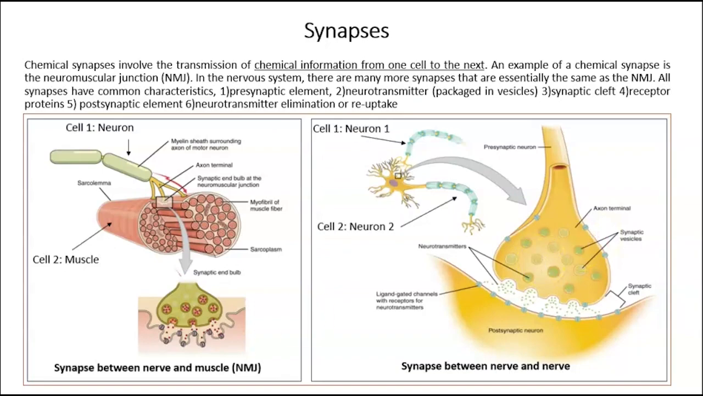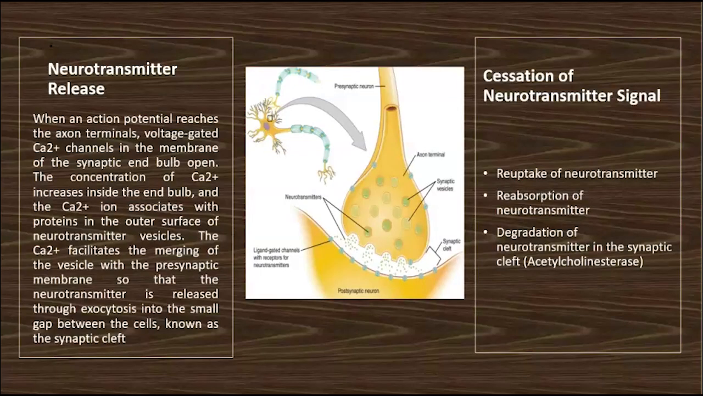Cessation of signal. So how do you stop these signals from continuing transmitting? You're going to take back the neurotransmitter into the neuron. That's a reuptake. In some cases, the neurotransmitters get released, but they reach areas where there are no receptors, so they just get reabsorbed and destroyed. And the other one is degradation at the level of the synaptic cleft. Like in the case of acetylcholine, there's an enzyme in there called acetylcholinesterase that is going to destroy that particular neurotransmitter.